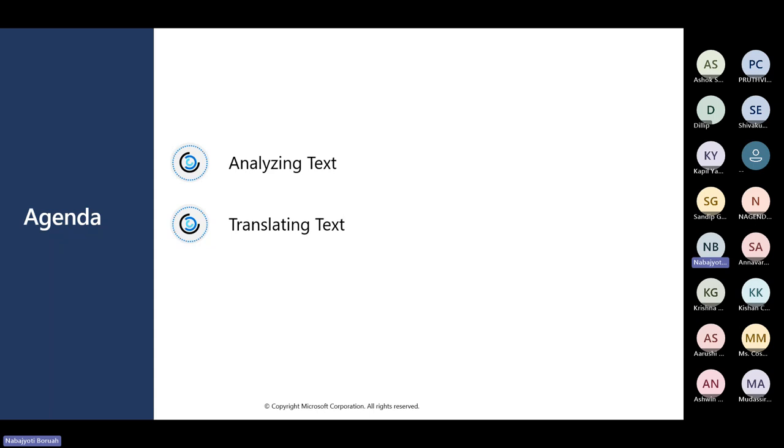Like I said before, if somebody has written a review on a particular product, and I use my AI applications to understand that review, whether it is a positive or a negative review, I can make use of the analyzing text cognitive service. And translating text is always a common thing. I can translate from one language to another. Suppose, as I am speaking in English, it could be translated to Hindi in real time with the help of cognitive service.